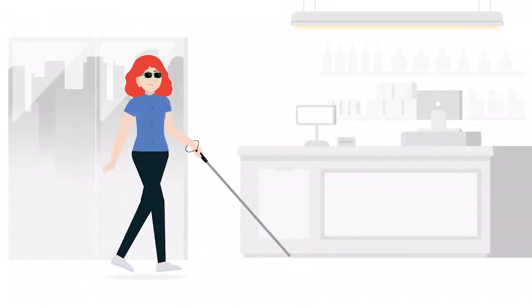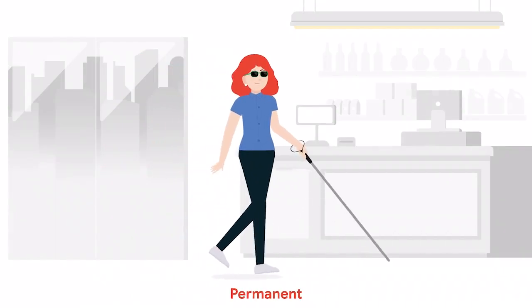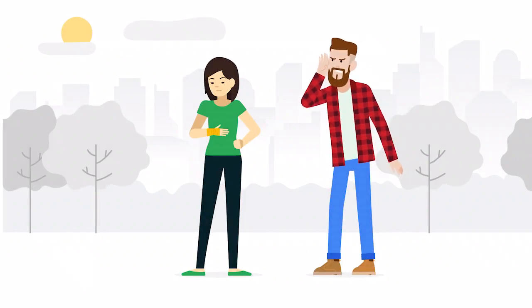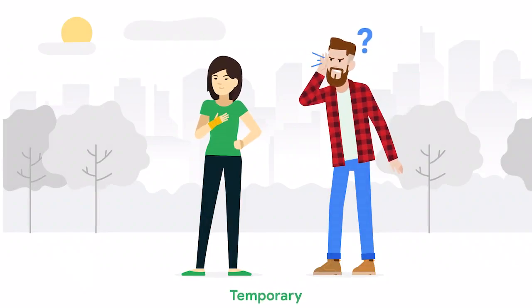Someone with a permanent disability might have permanent loss of hearing, sight, or smell. Someone else might have a temporary impairment, like a broken arm or loss of hearing after a loud concert. We also need to consider situational challenges. Situational challenges often aren't considered legal disabilities, but we still need to solve them.